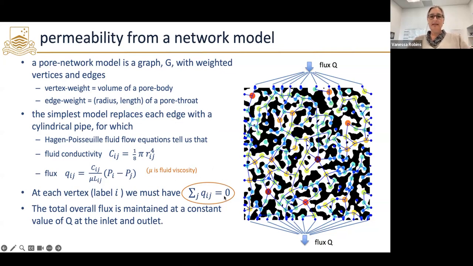So for physical consistency, we know that the flux at each vertex has to sum to 0. Okay, that's just conservation of mass. We can only have so much coming in and so much going out, and they have to balance. And then in actual experiments, and also in the numerics, we maintain the overall flux at a constant value of Q at the inlet and outlet. So rather than setting the pressure at the top and the bottom, we're going to just set the flux.